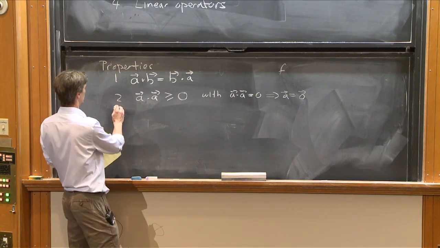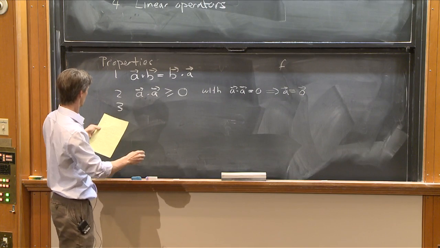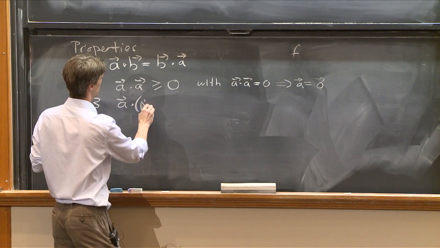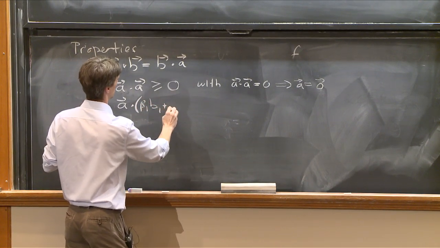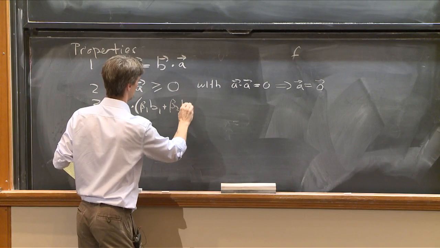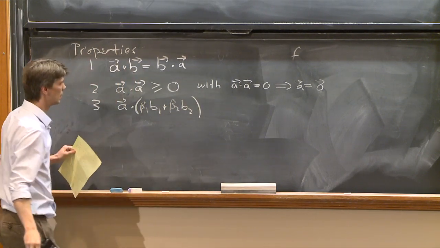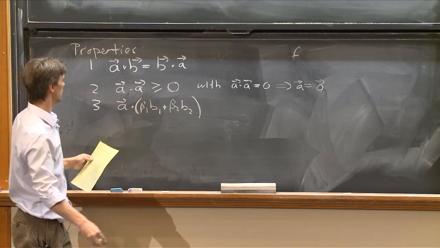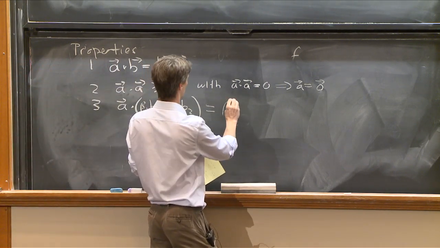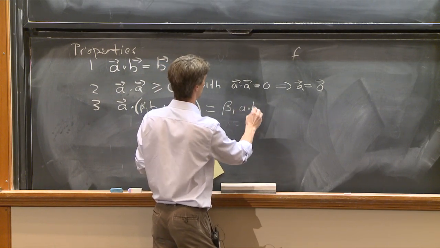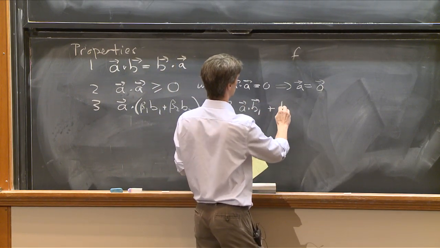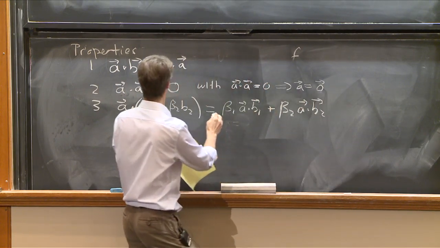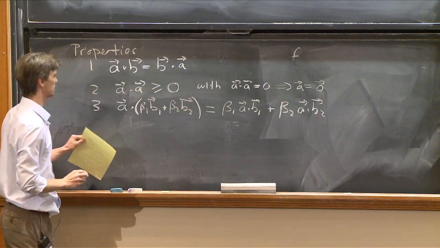And it's also linear, well, we can write this. A dotted into, say, beta 1 B1 plus beta 2 B2. So these betas are real numbers, and these B's are vectors, right? So this thing we can just write is equal to beta 1 A dot b1 plus beta 2 A dot b2. Let me make them vectors everywhere.